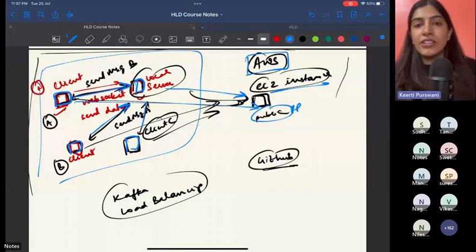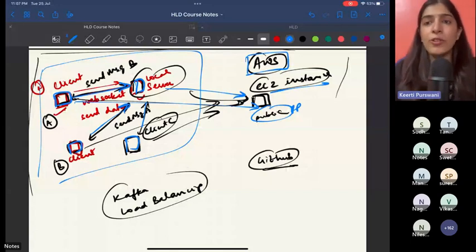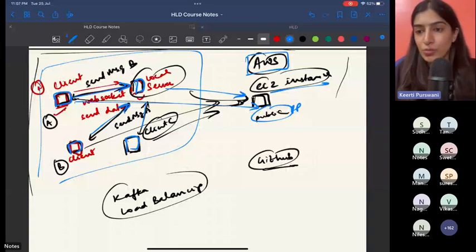Whoever is still finding a group, just message on Discord. Worst case, tomorrow I will auto assign the groups. Tomorrow, end of day, if you don't form the groups, I will auto assign the group.